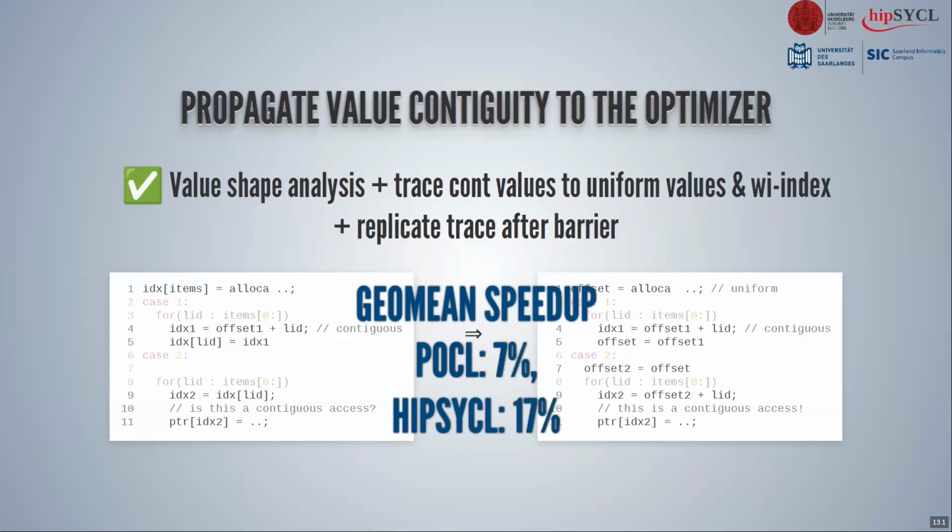So this alone gives us a speedup of 7% when implementing this in POCL, and in hipSYCL it gives us a speedup of 17%, which is not too much, but it's noticeable.